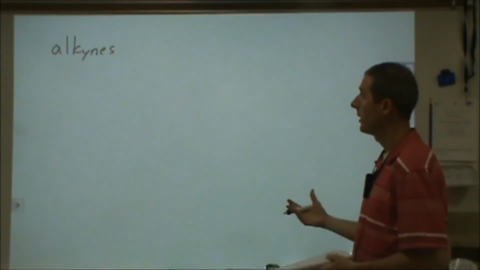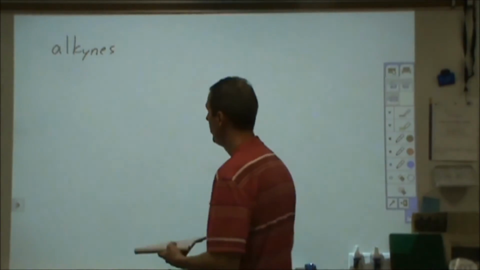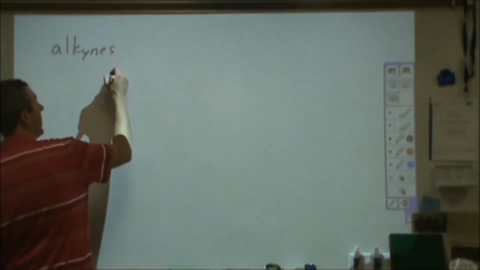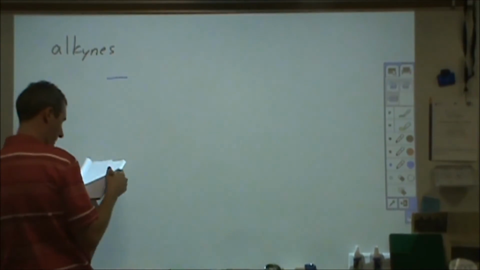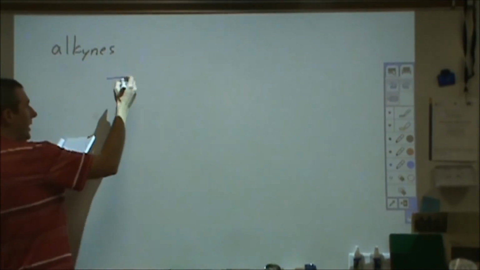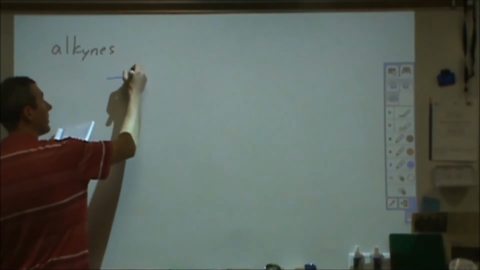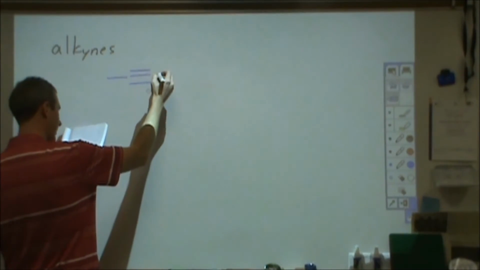So for alkynes, we're looking at a triple bond present now. No really new big rules that are different from anything in the past. We're just going to use the designation of having a yne instead of an ane or an ene. So let's look at a simple example and then a complicated example.